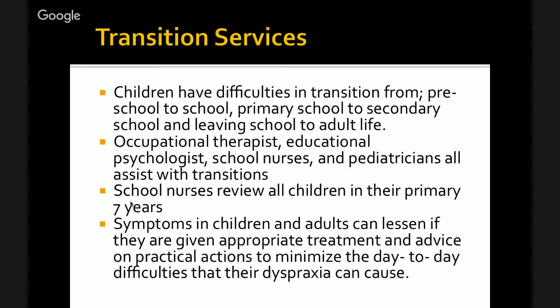Transition services. Children may have difficulties in transition from preschool to school, primary school to secondary school, and leaving school to adulthood. Occupational therapists, educational psychologists, school nurses, and pediatricians all assist with transitions. School nurses review all children in their primary 7 years.